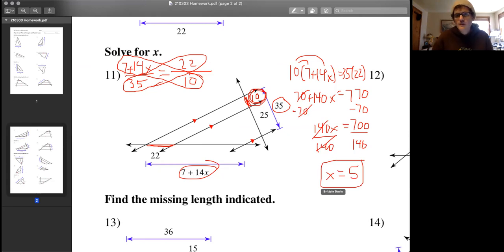And that's it. That's all there is to it. I mean, I'm not saying it's easy, but what I am saying is that we can find corresponding parts, set up a proportion, and just go through the equation.